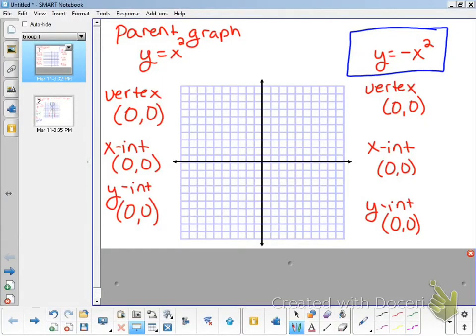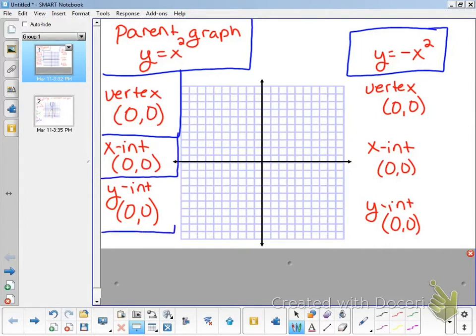So for this particular video, we're going to be looking at something that you already know a little bit about from one of the previous videos. We talked about the parent graph of a quadratic function. Now, the parent graph, they graphed it using a t-table, and what you ended up knowing was that the vertex was at 0, 0, the x-intercept was at 0, 0, and the y-intercept was at 0, 0. And that is why you had to use the t-table to graph this one, because all those are the same point, which is the origin.